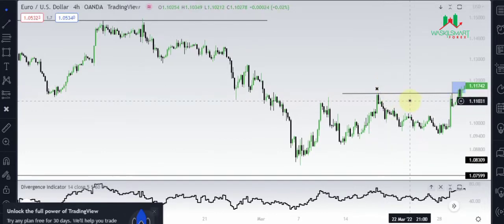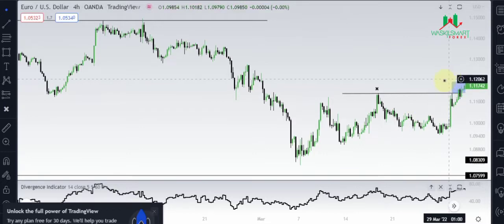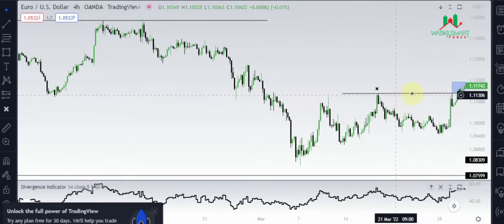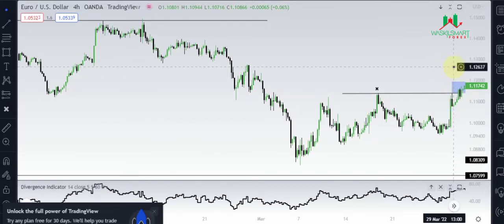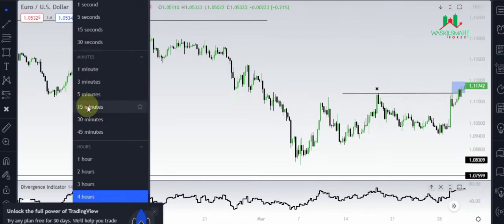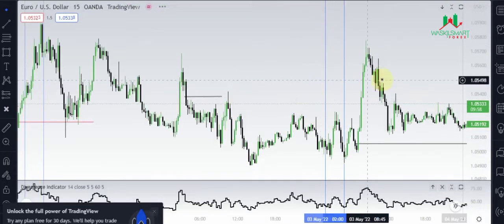So here, when the market goes up to this extent, what you have to do is just draw a box and go to your 15 minutes to wait.